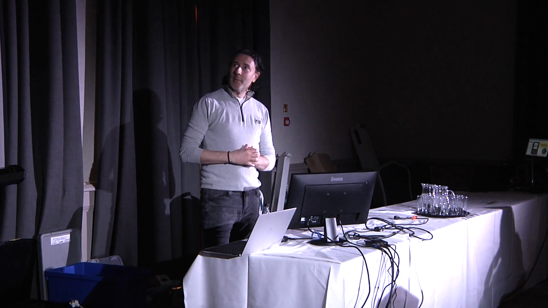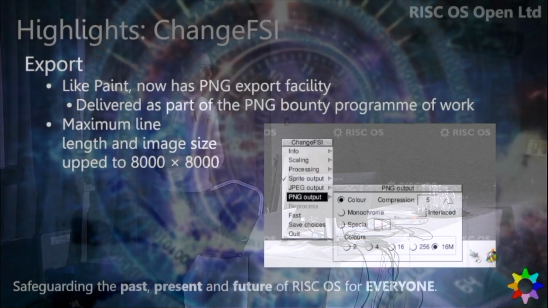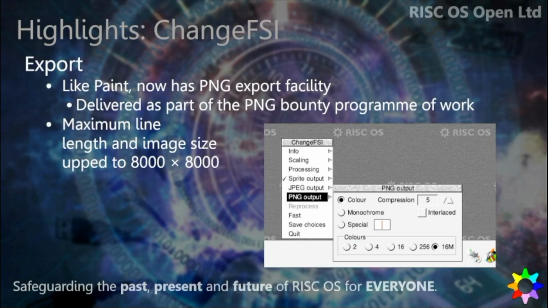We've already talked about the PNG support. This is very useful if you want to create images that you share with people who don't have a RISC-OS-based computer, or if you want to work with images that people have sent you or that you've downloaded from the internet. Quite often there will be PNG or JPEG formats.